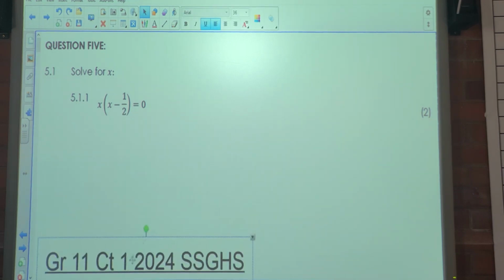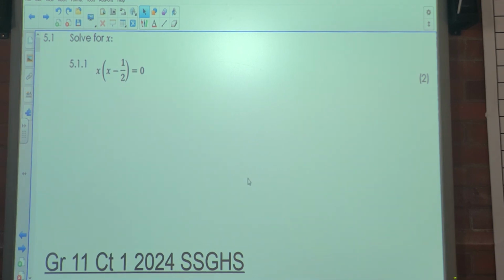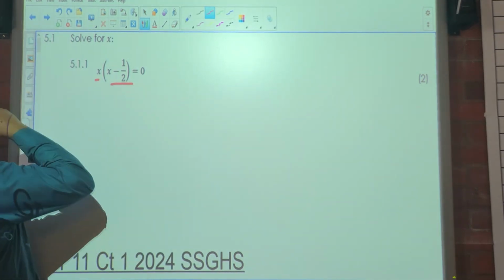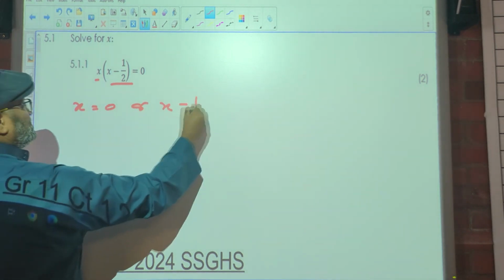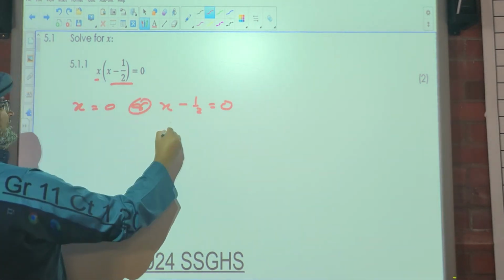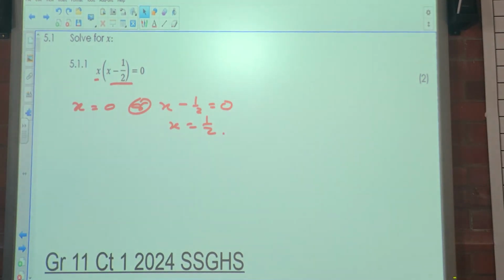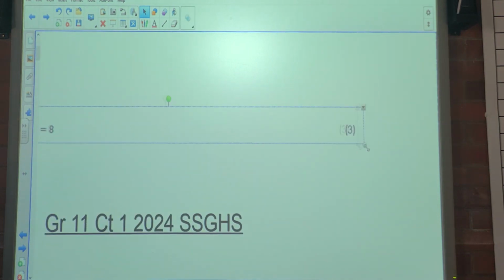Right, now that brings us to the end of the geometry section. Question 5.1.1, solve for x. What do we notice here? It's already factorized, so I can just apply the zero factor rule. Set each bracket equal to 0. So x is equal to 0 or x minus a half is equal to 0, so x is equal to a half. Any issues there? No? Look at the next one.